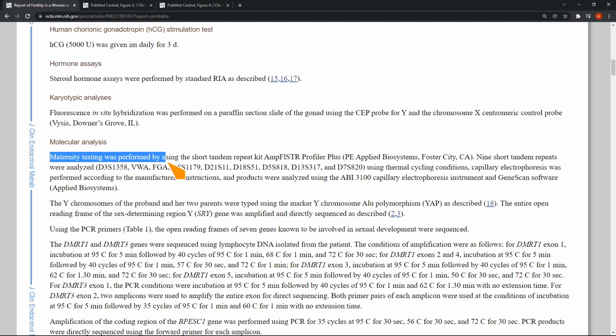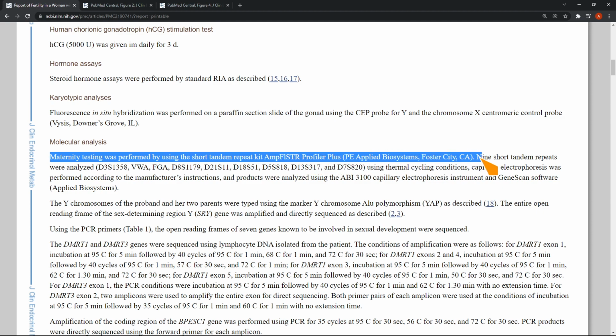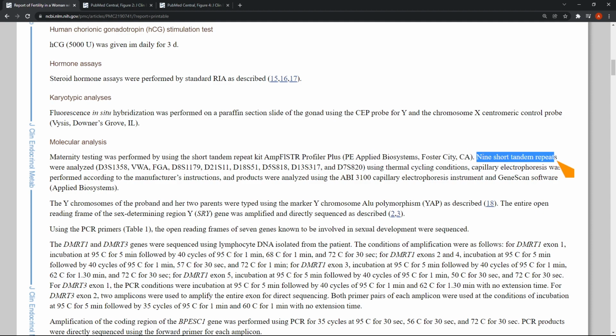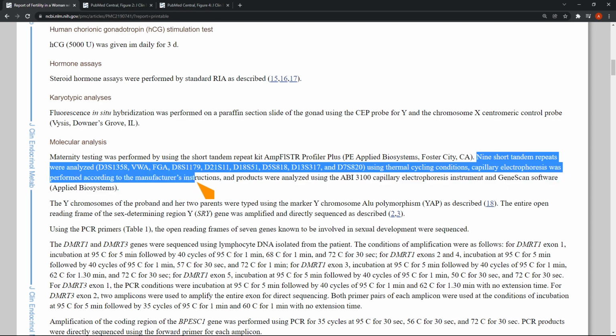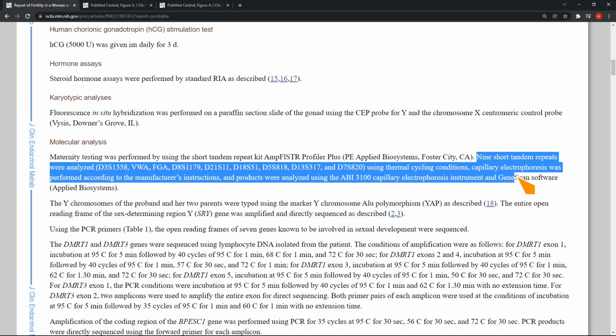So maternity testing was performed using an STR kit, and then this is the name of the kit and who made it. They tested specifically 9 STRs, and these are the STRs they listed, using thermocycling conditions. So they did PCR. Capillary electrophoresis was performed according to the manufacturer's instructions. So this is running the gel, and products were analyzed using the ABI software. This is their software and the instrument that they used.